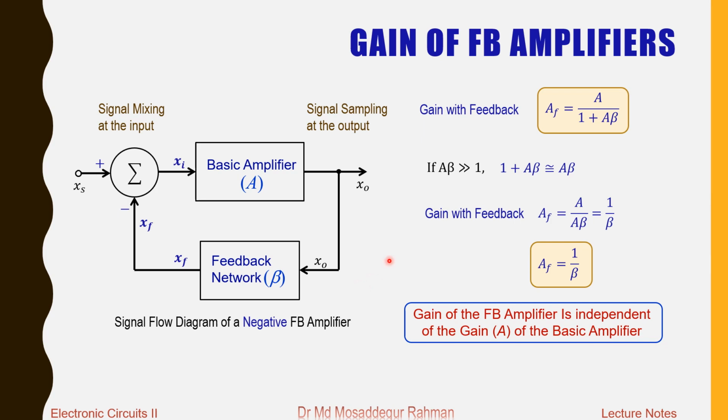So that is the biggest advantage, the merit, of the negative feedback amplifier, that it stabilizes your gain. Your gain becomes independent of the gain of the basic amplifier. It is determined only by the feedback factor beta.